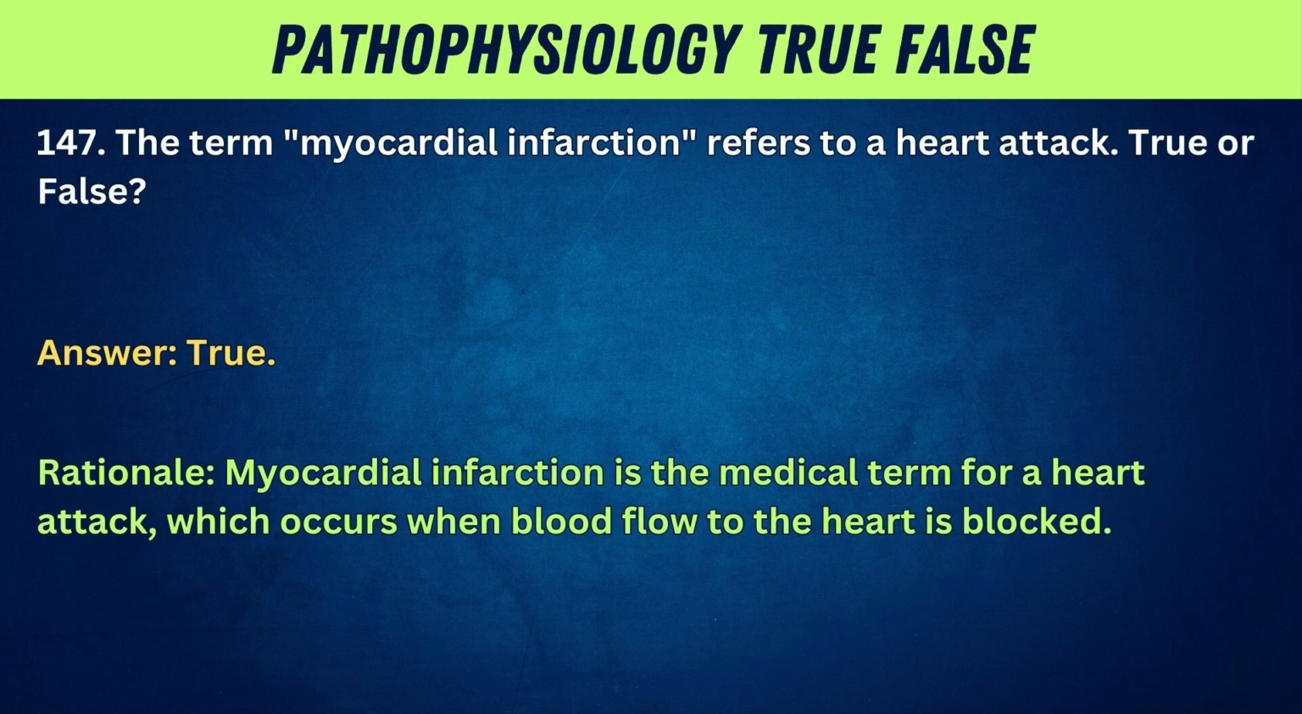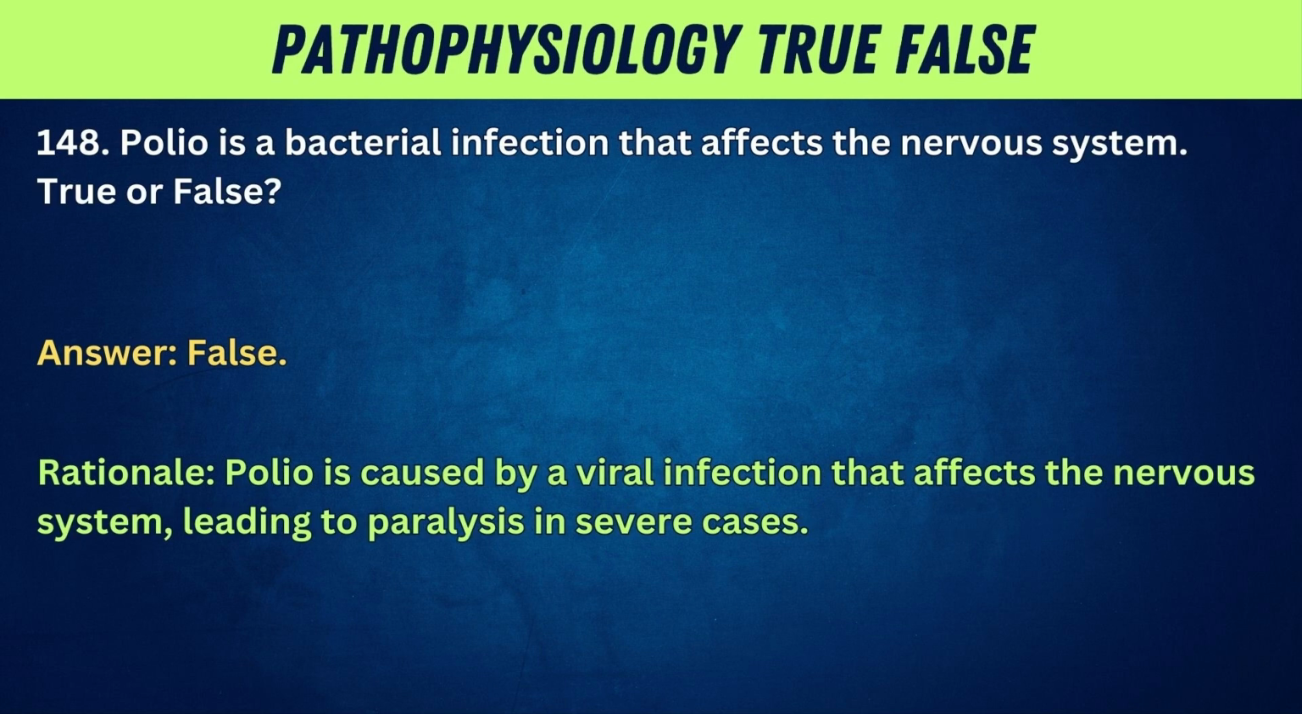147. The term myocardial infarction refers to a heart attack. True or false? Answer: true. Rationale: myocardial infarction is the medical term for a heart attack, which occurs when blood flow to the heart is blocked. 148. Polio is a bacterial infection that affects the nervous system.